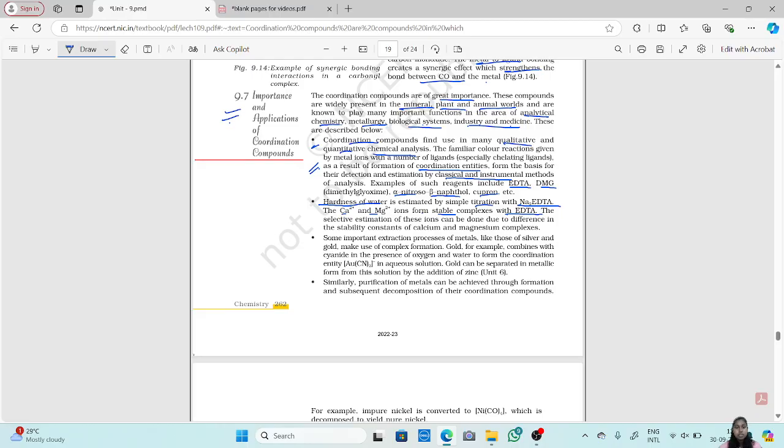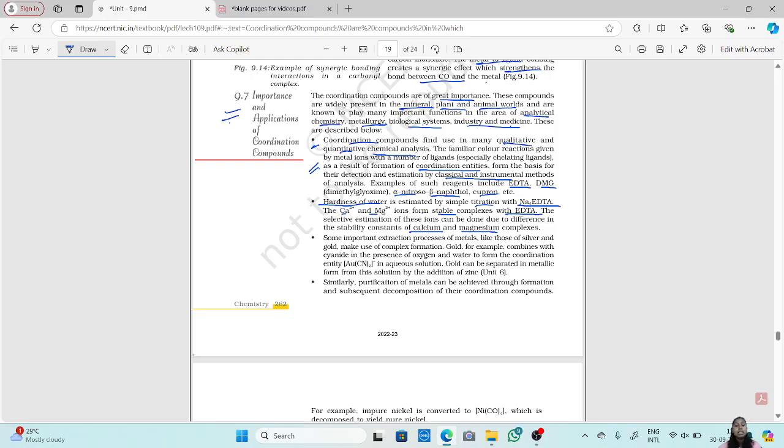Now the selective estimation of these ions can be done due to the difference in the stability constants of calcium and magnesium complexes. Since they show different stability constants, you can determine the amount of calcium and magnesium present in the water.